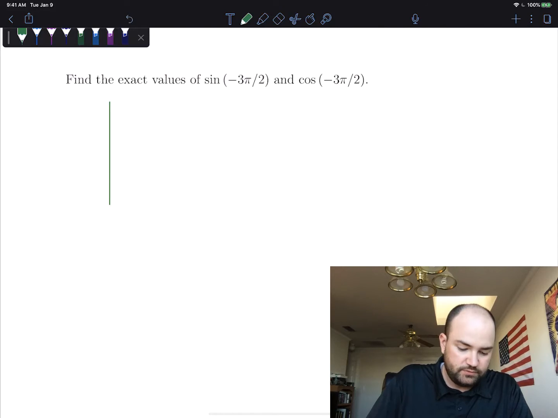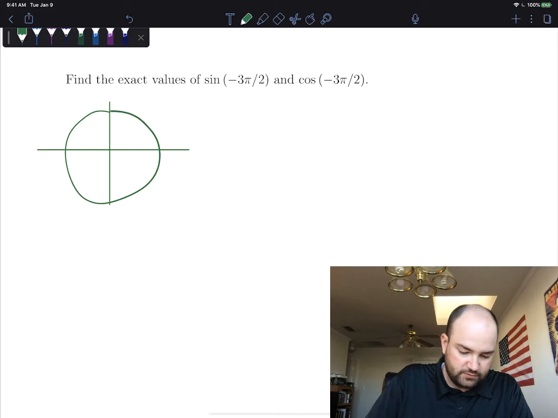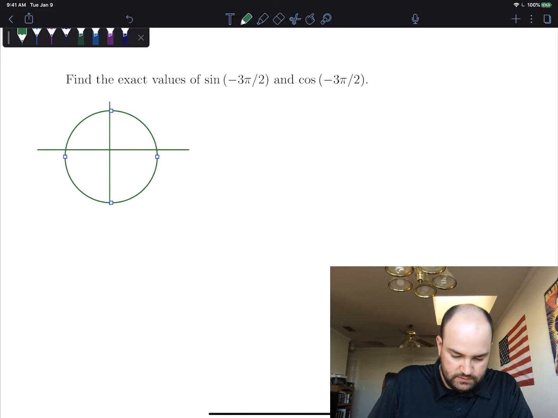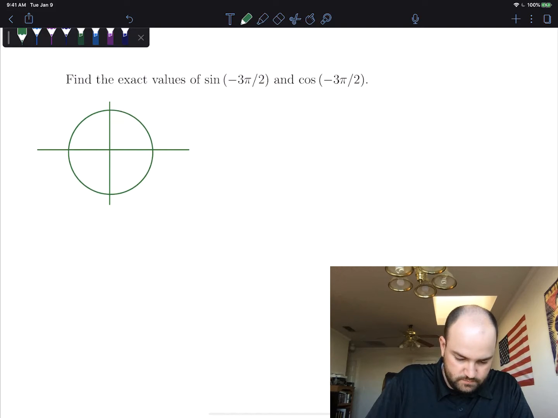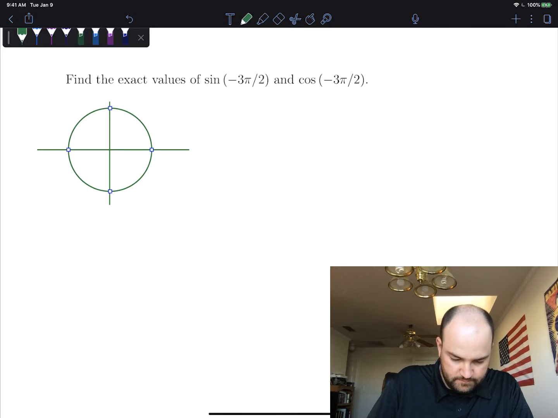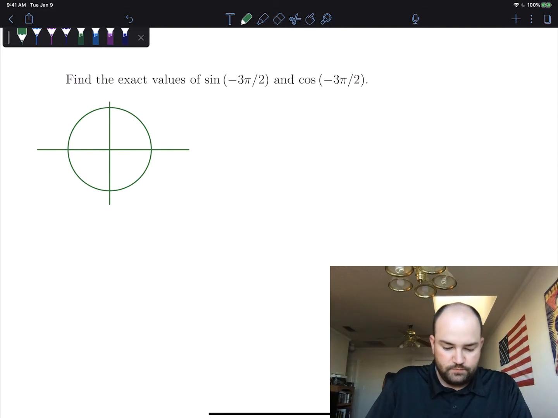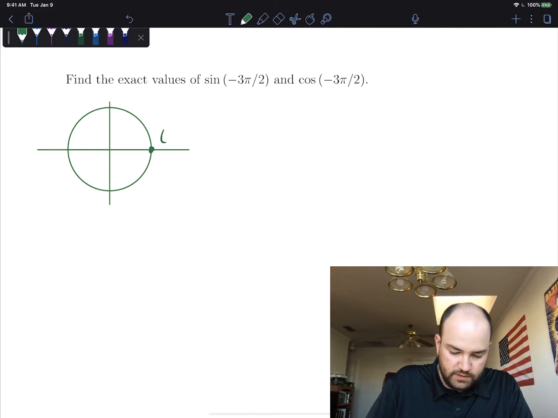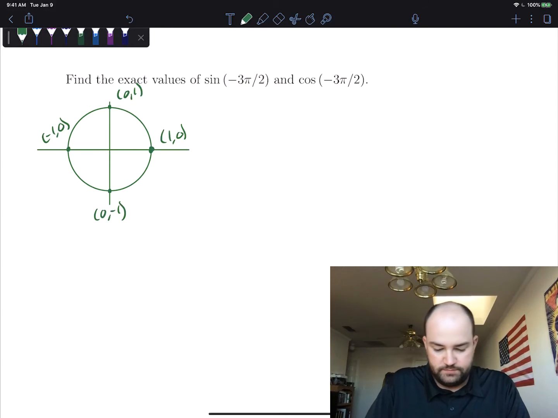So I'm going to go ahead and draw a small little grid here with, of course, a circle on it. Good. It's not a very good circle. Close enough. There we go. So, on here, that is 1, 0, 0, 1, negative 1, 0, and 0, negative 1. Good. We want to find sine of negative 3 pi over 2 and cosine of negative 3 pi over 2.